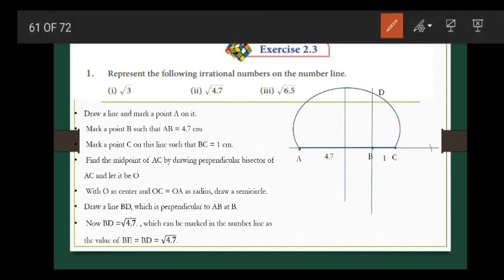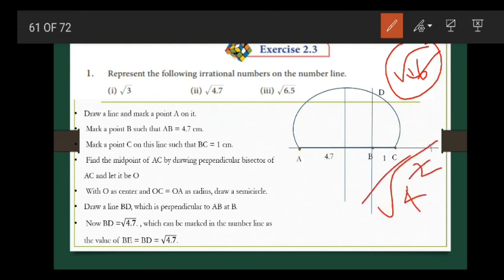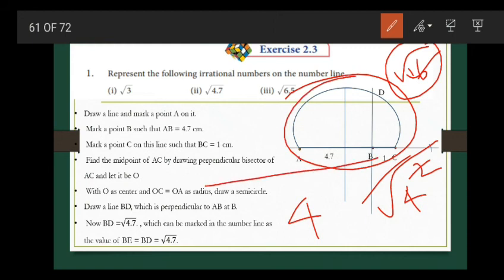Suppose I have given root 16. 16 is a perfect square. So root 16 is equal to root 4 square. The square and square root will get cancelled. So root 16 is equal to 4. You can represent 4 easily on the number line, right? You need not do these steps. You can represent 4 on the number line, and that will be root 16.